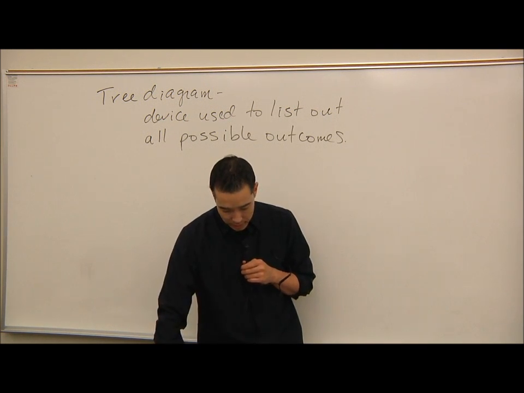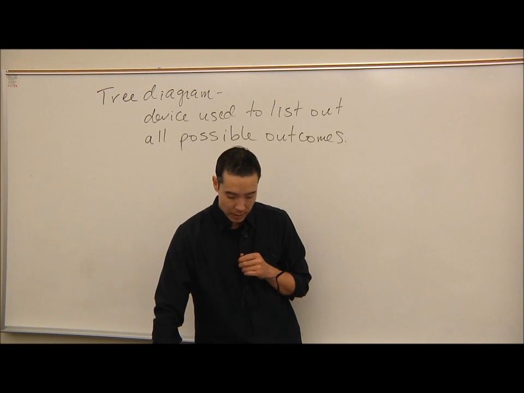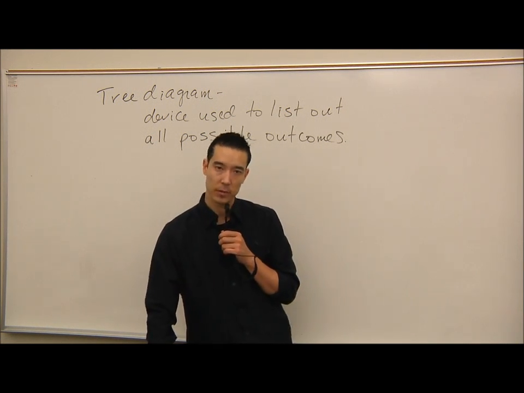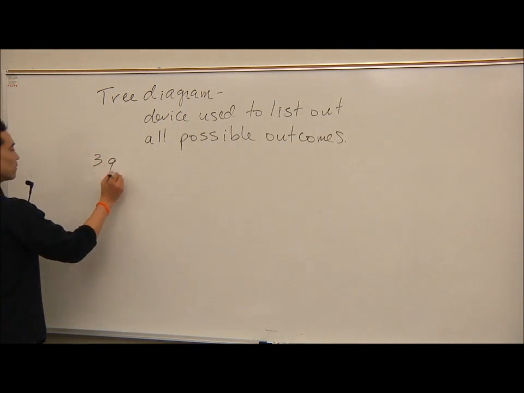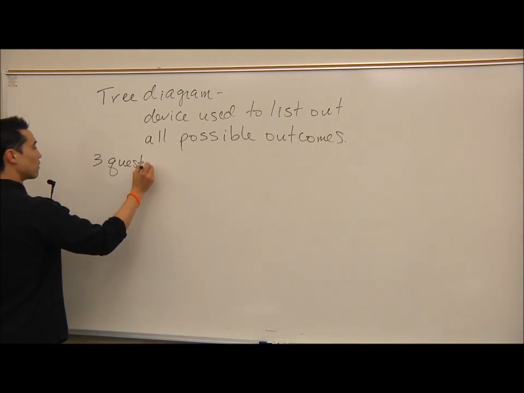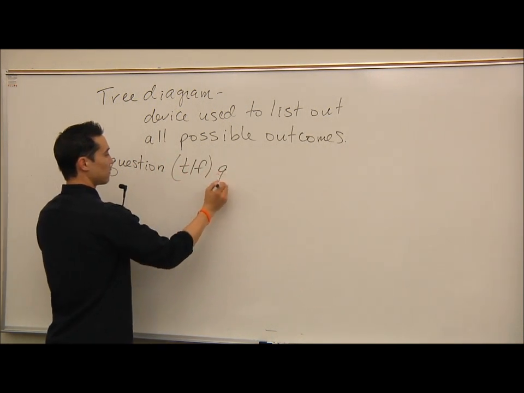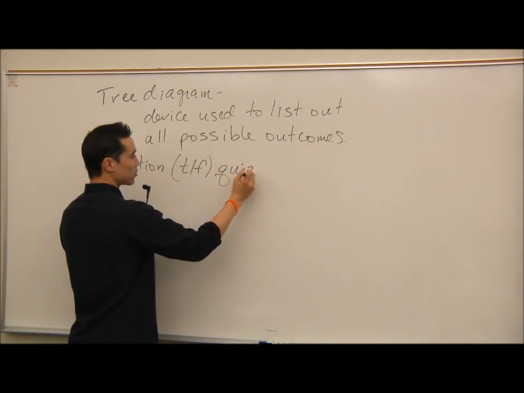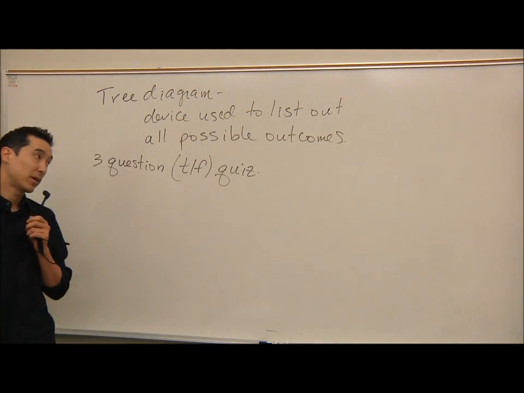A quiz contains 3 true and false questions. List, using a tree diagram, every possible answer key. Okay? So we have a 3-question quiz. 3-question true or false quiz. And we're going to use a tree diagram to list every possible outcome or every possible answer key.